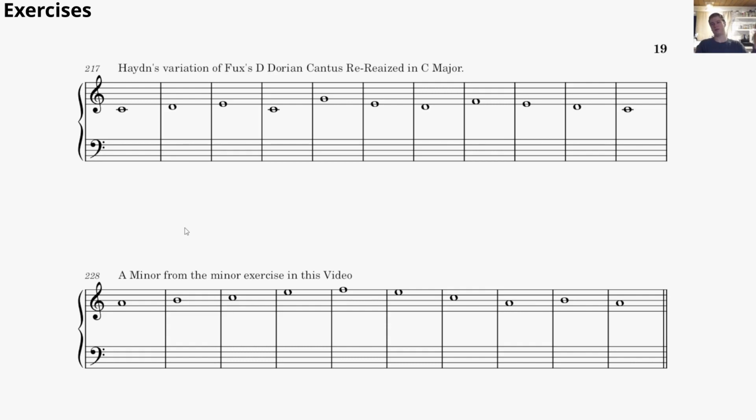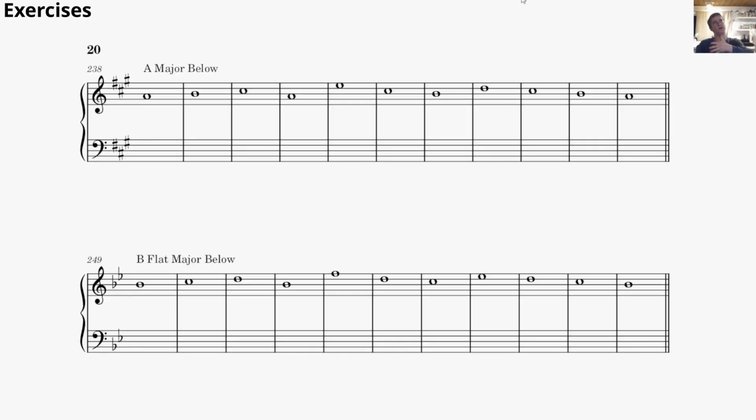And then we also have the A minor Cantus Firmus from the minor exercise found in method 2 of this video. So we have one in major and one in minor. I took Haydn's re-realized cantus, now in major, and I transposed it to A major and B flat major. And you have 2 choices to complete this exercise, and they're both good practice. You might also just want to do both.